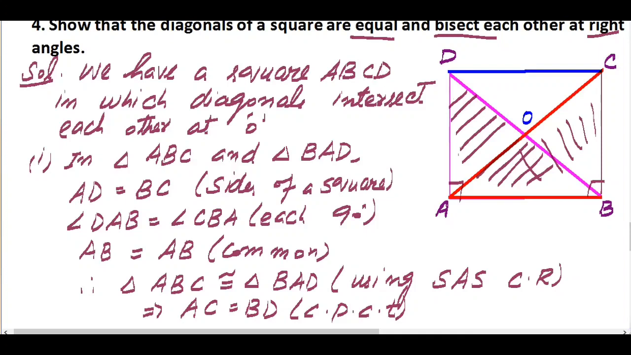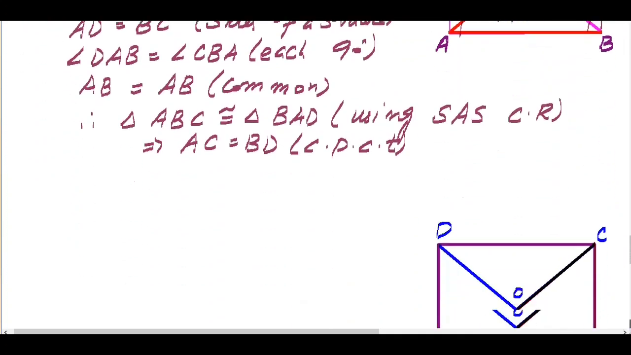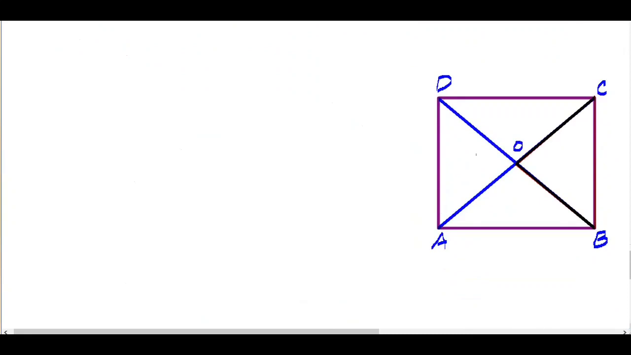Now in the second part, we need to show that its diagonals bisect each other. In other words, you have the diagram here. We need to show that DO is equal to BO and AO is equal to CO. For that, I will show that this triangle is congruent to this triangle.